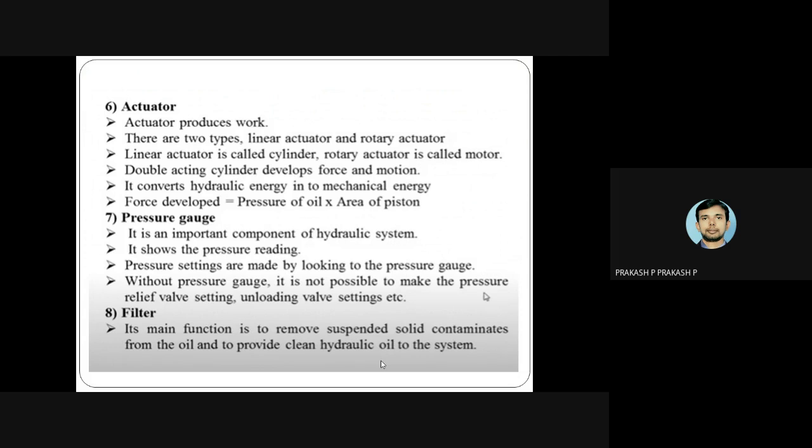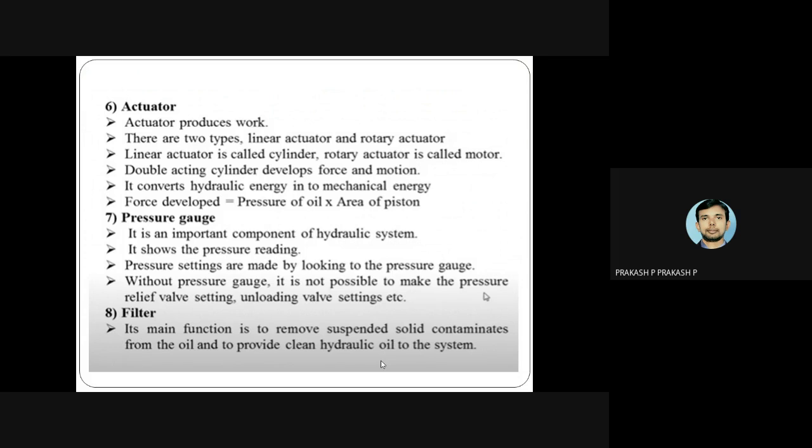The next one is the pressure gauge. It is a major component of a hydraulic system. It shows the pressure reading. The pressure settings can also be made by looking at the pressure gauge. Without a pressure gauge, it is not possible to make the pressure relief valve setting and the unloading valve setting.